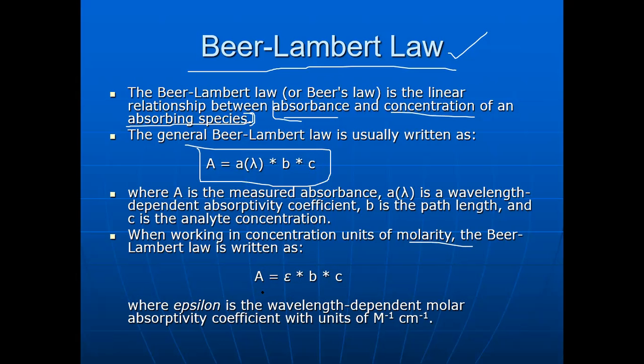That is nothing but A is equal to epsilon. Epsilon means this symbol, students. Epsilon times b times c. B is the path of light, and C is the concentration of our particular analyte. Analyte means the compound, a particular extractant.